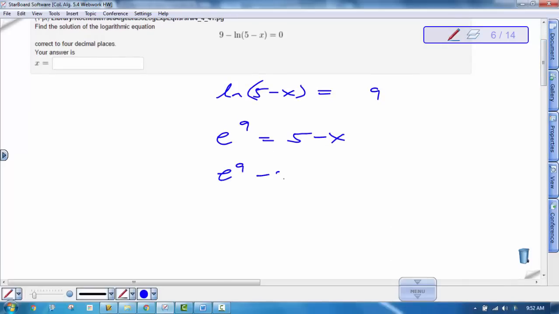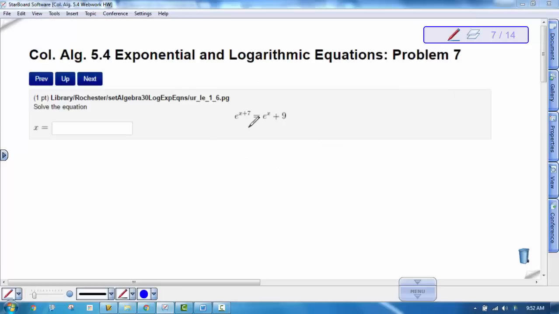I can subtract 5 from both sides and multiply both sides by negative 1. And that way I get this. And then you can write that as 5 minus e to the 9th in here if you want. 5 minus e to the 9th, however you want to write it. But there's your answer basically. You can do it as a decimal as well.